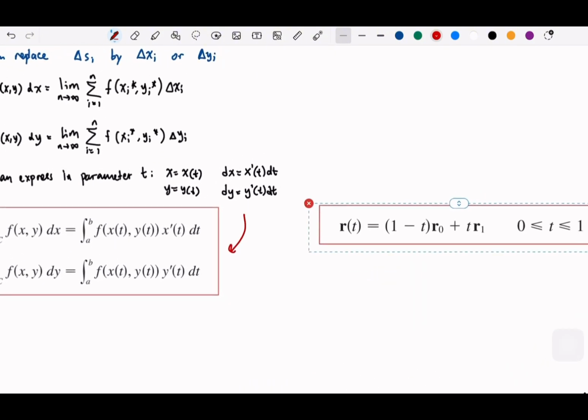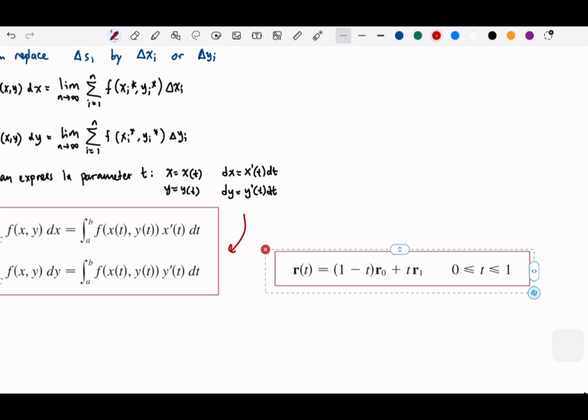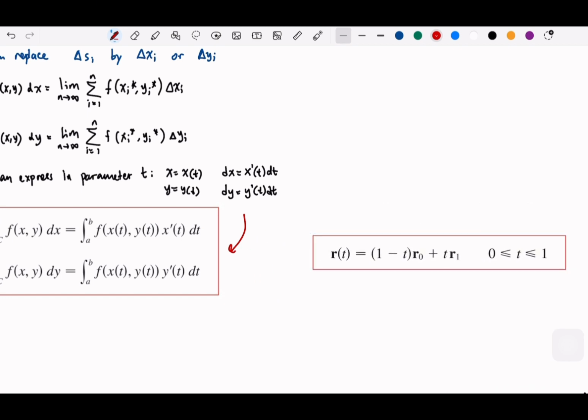Let me write here. So we can express using the vector functions. So this is the vector representation of a line segment, starting from R0 and ending with R1.